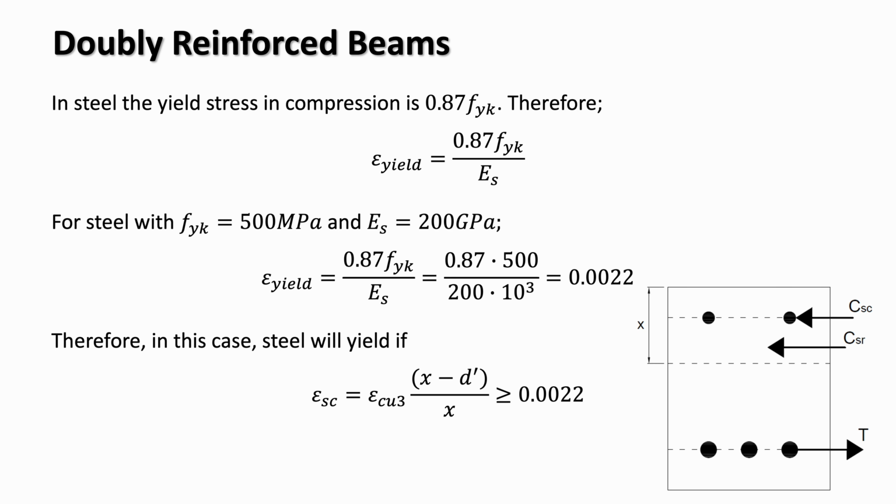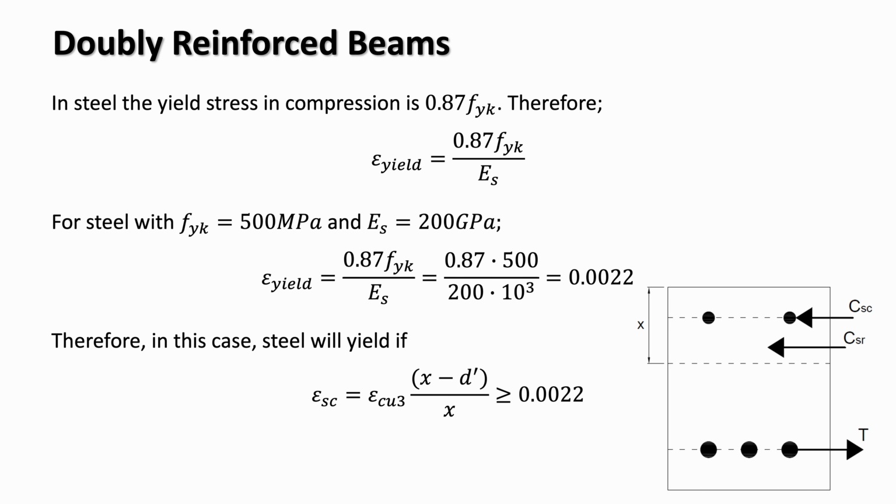0.0022. We can then compare this strain with the strain in the compression steel from the linear strain profile that we discussed. Epsilon_sc equals epsilon_cu3 times (x minus d') over x. So the compression steel will yield if that strain is at least 0.0022.